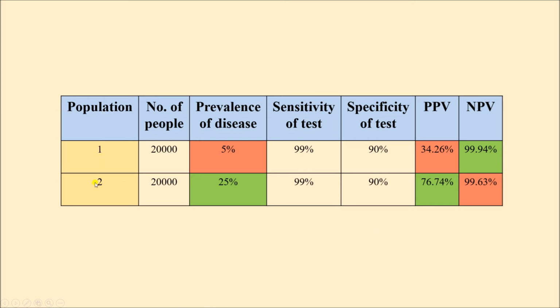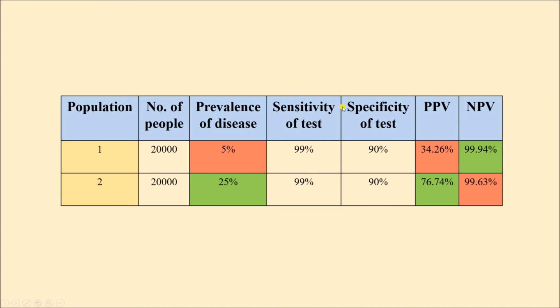Here in the next slide we have summarized the findings. So in population 1 and population 2 we have 20,000 people in each population. So as you can see they are similar, right? Prevalence of the disease varies. So 5% in population 1 whereas 25% in population 2. So the prevalence is higher in the second population. When the ELISA test was applied for both the population, the sensitivity was 99%. So 99% sensitivity in both population 1 and population 2, and also specificity was 90% in population 1 and also population 2. They do not vary.